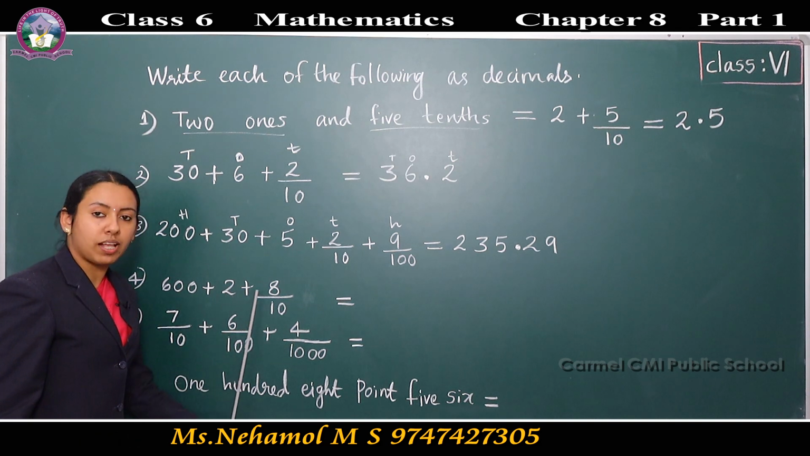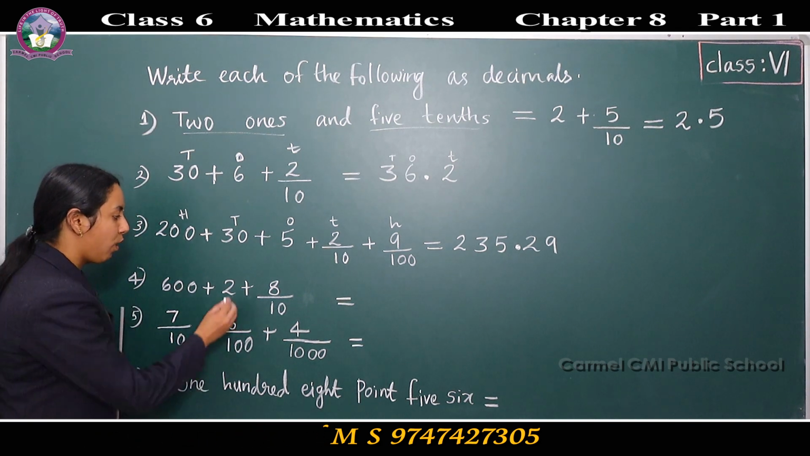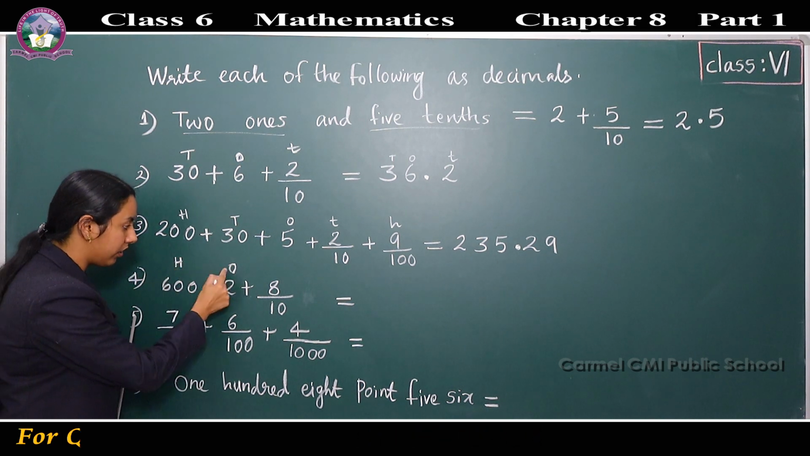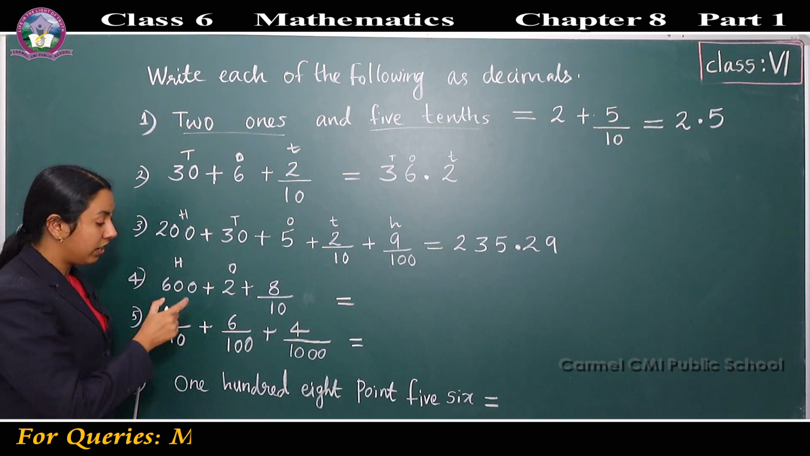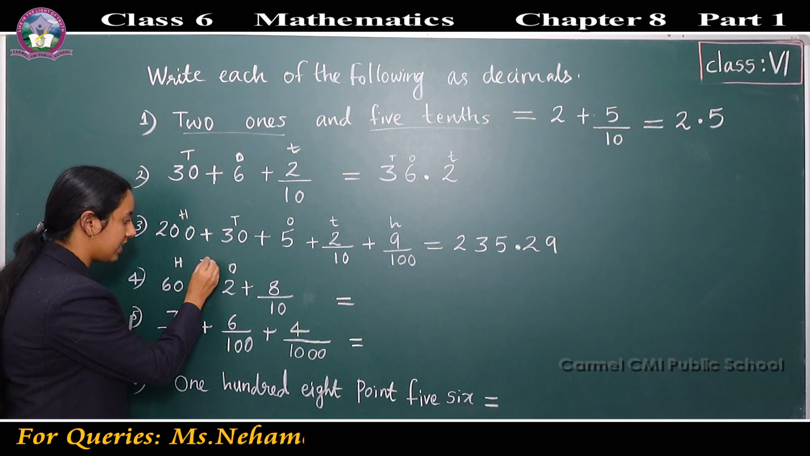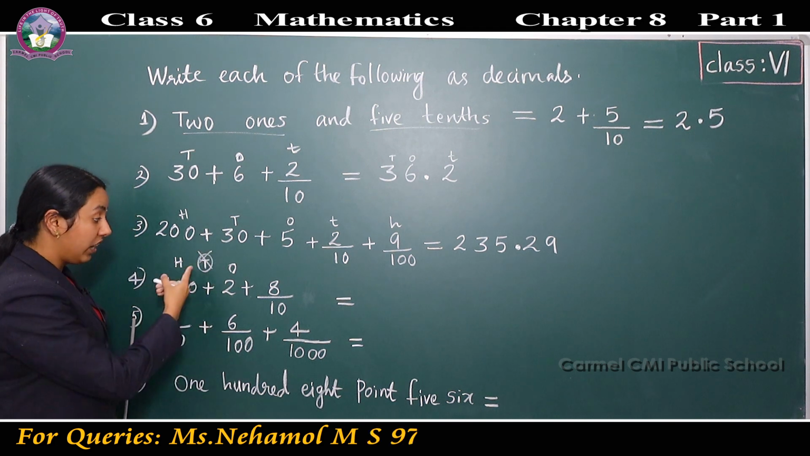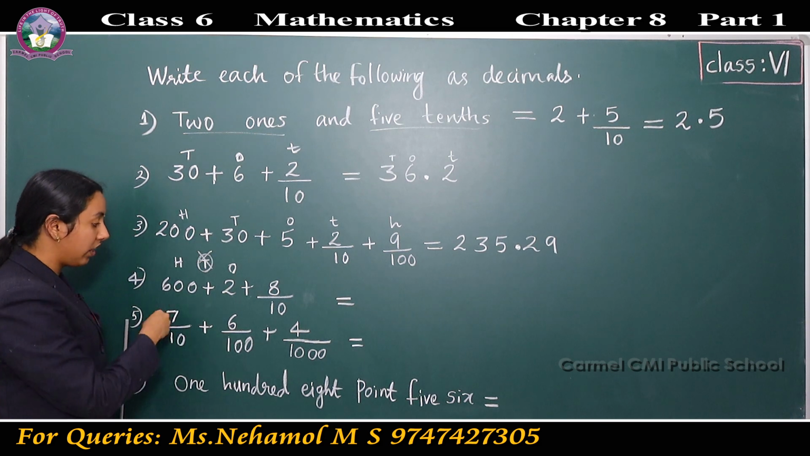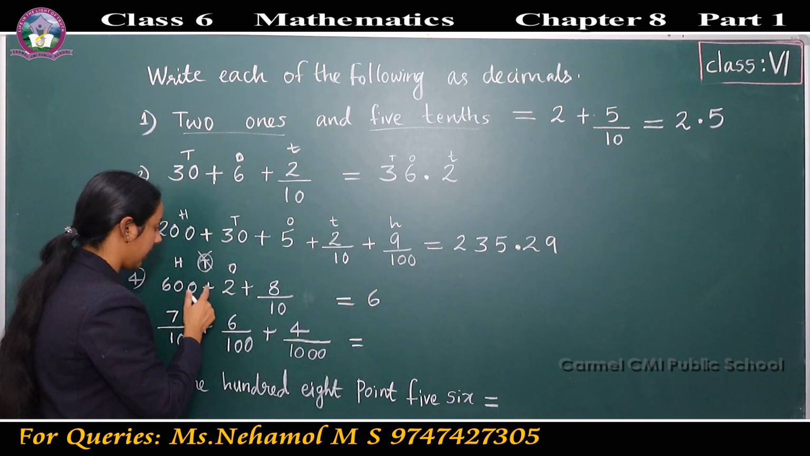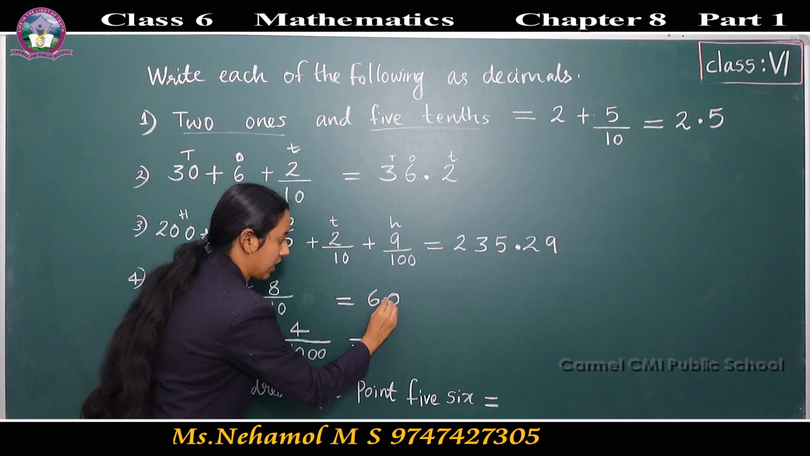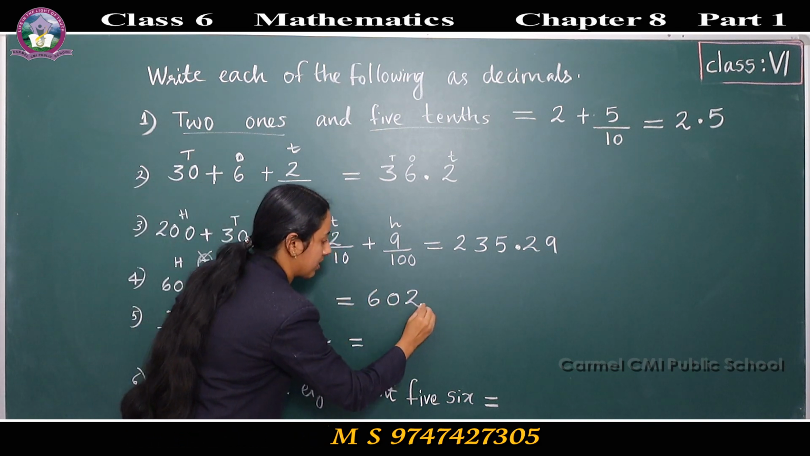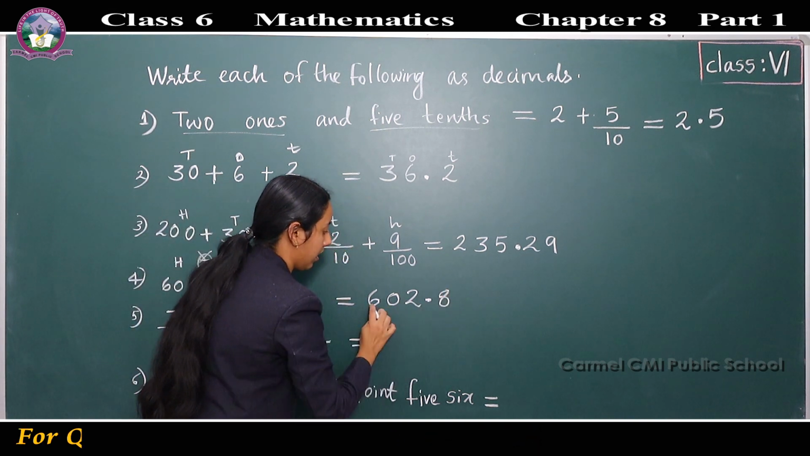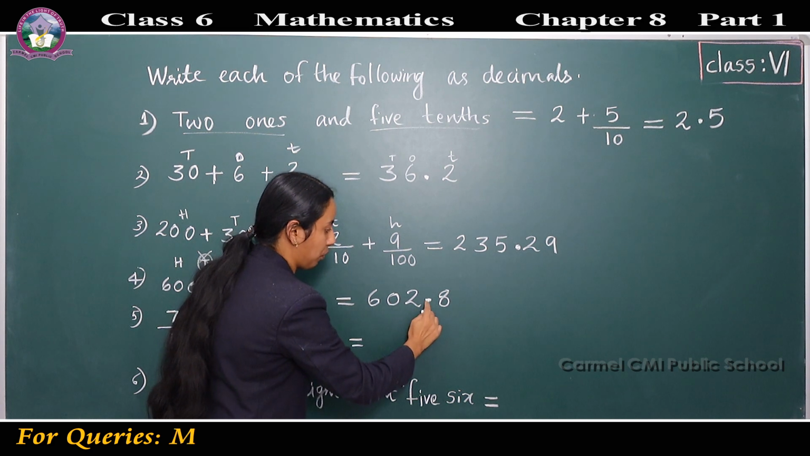Next one, 600 plus 2 plus 8 by 10. Ones is there, then hundreds also there. Between hundreds and ones, tens is there, but here it is missing. Tens is not given. So, instead of tens, we have to put 0. So, what is the corresponding decimal form? 6. Then tens is not there. So, put 0. Then ones, 2 ones are there. 0.8. 602.8.